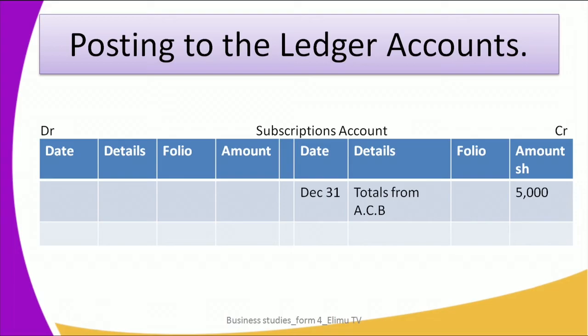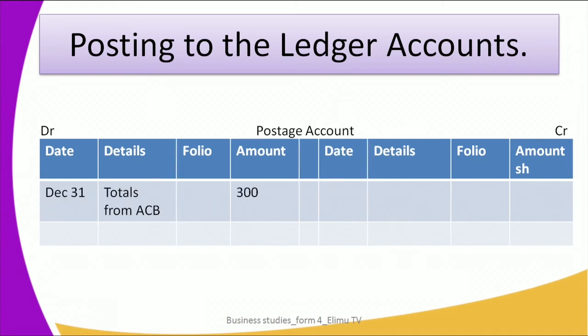Then the other one from the revenue, we have the miscellaneous receipts. The miscellaneous receipts were adding up to 1,000 shillings. So you can see the details. That is the totals from the analysis cash book, and we are crediting because it's a revenue.